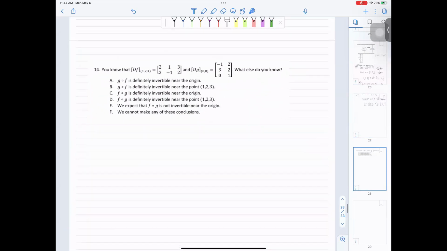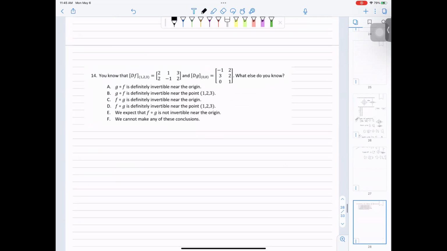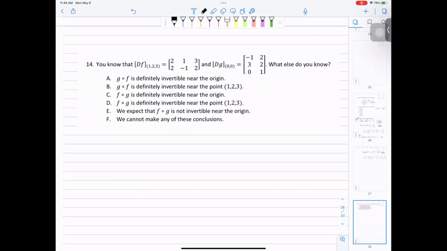Okay, 14? You know that df of that equals that and dg of that equals that. What else do you know? So this requires one of the past quiz questions, right? Which I also went over during my review session. There was that one quiz question where it was like, if you want to show it's invertible, what do you need to know? If I want to show that f of g is invertible, then it's only invertible if its derivative is invertible, right?